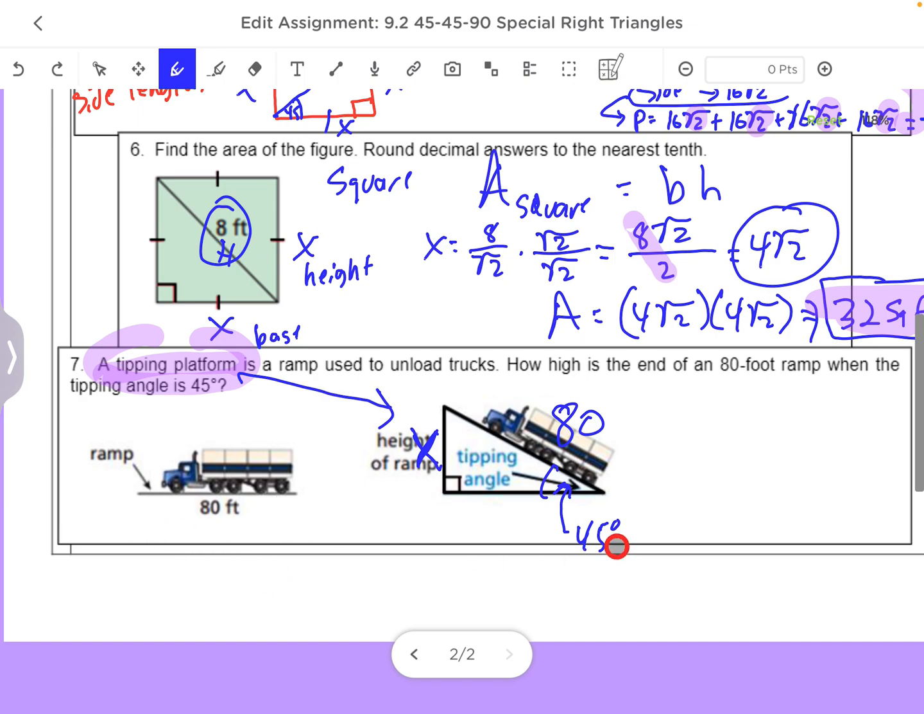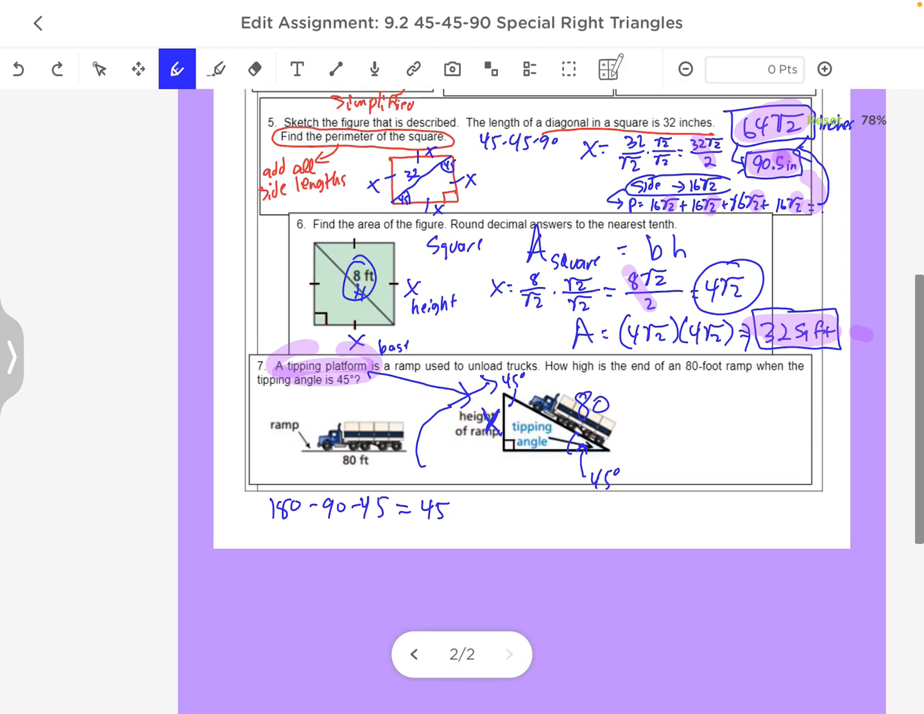So what do we know about this? Is this 45, 45, 90? Well, let's look. This is 90, right? And that's 45. If that's 90 and that's 45, this has to be 45 also, right? Because we would say 180 minus 90 minus 45, and that would have to be equal to 45, right? So that's how I came up with that number, right? Okay, so now it's a 45, 45, 90.